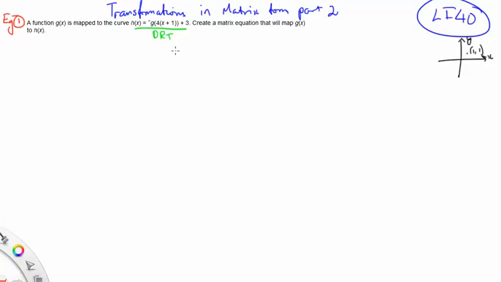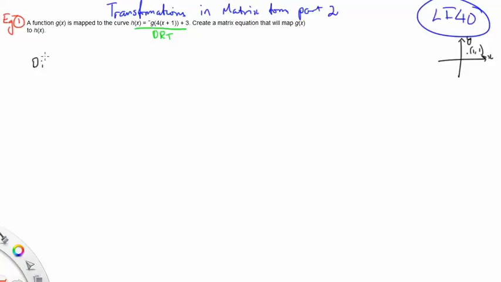What we need to do is decode the DRT and re-encode it, if you like, into the matrix form. That's what we're needing to do here. We're going from understanding transformations in terms of DRT to understanding them in terms of matrices. So the first thing to do is to take h of x and break it down in terms of dilation, reflection, and translation.